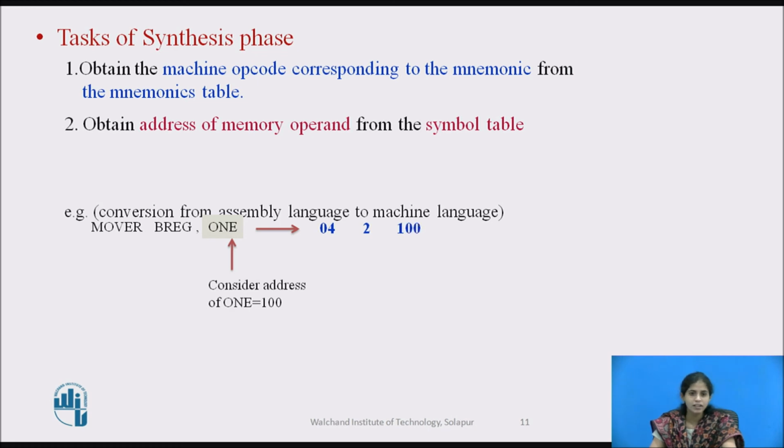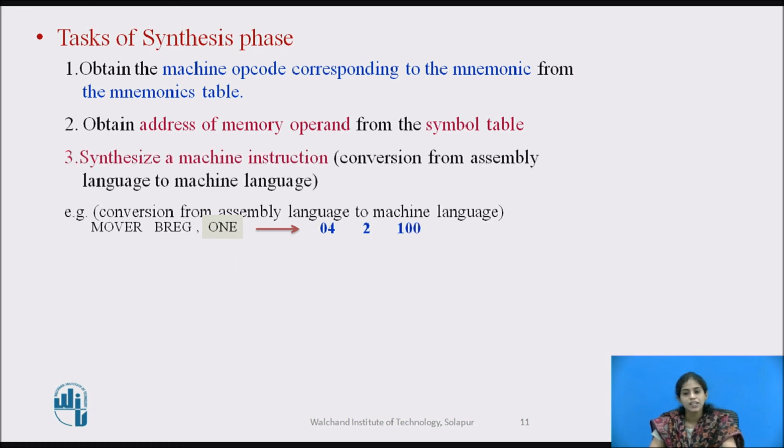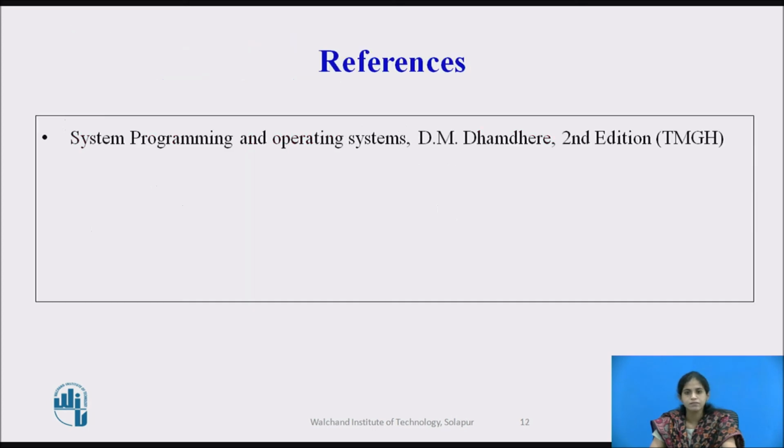We specify 100. And in the third step, we synthesize the machine instruction, which means we convert from assembly language to machine language. In this way the synthesis phase generates the target code for the corresponding assembly statement.